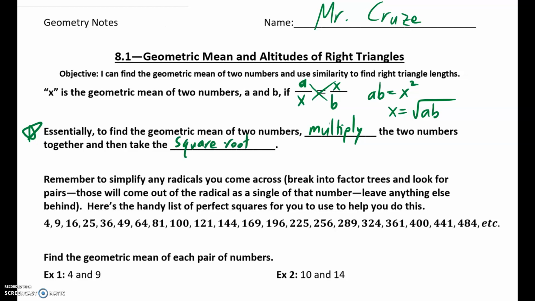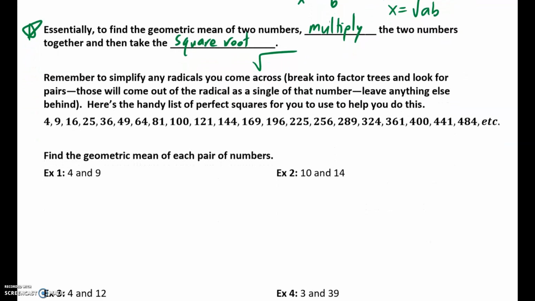Again, please be careful, and we're going to be using this a lot this chapter. Make sure you're actually taking the square root and not squaring a number. We do not want to square a number, we just want to square root it, all right? We are going to break any radicals up. We're not going to worry about decimals. Any radicals we come across, we're going to simplify just like you did back in Algebra 2. Essentially, factor tree, right? And break it down into its prime factors. You're looking for pairs of numbers, because this is a square root.